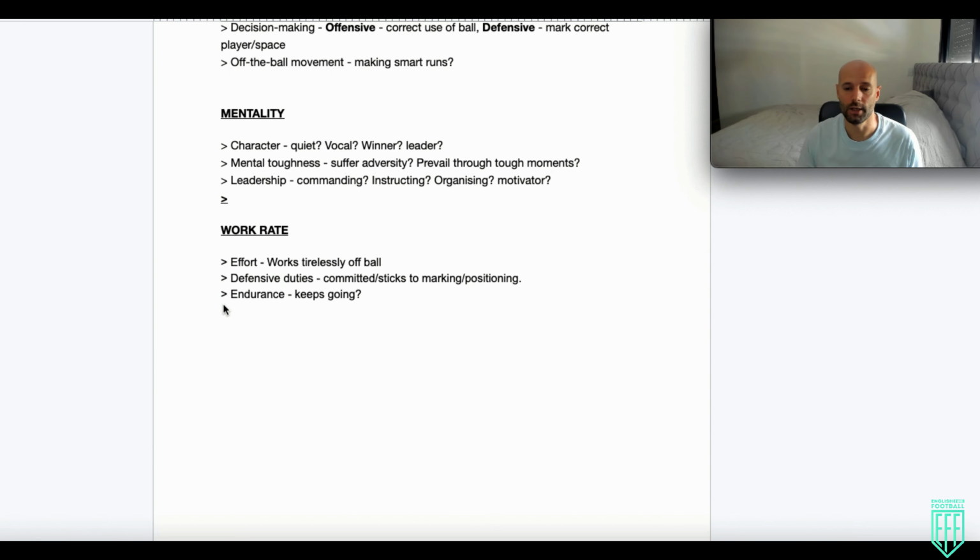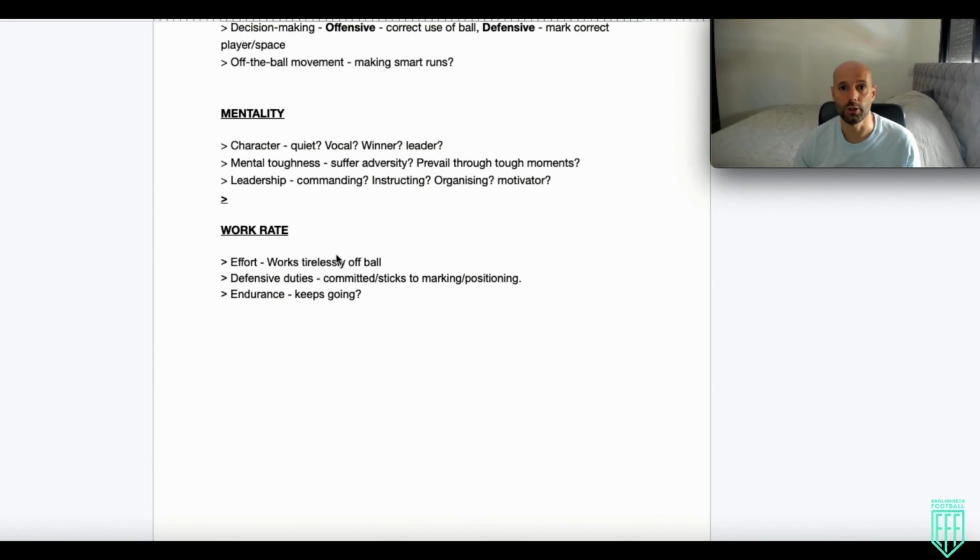Endurance and stamina. So is a player able to sprint relentlessly for 90 minutes, or do they normally have a period where they drop off after 60, 70 minutes? How do they manage with a 90-minute game? And how do they manage with a relentless pressing system as well? Do they get tired after a little while? Or are they somebody who has super fitness where they just keep going and keep going and keep going?